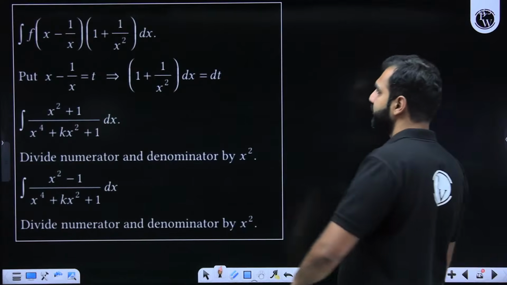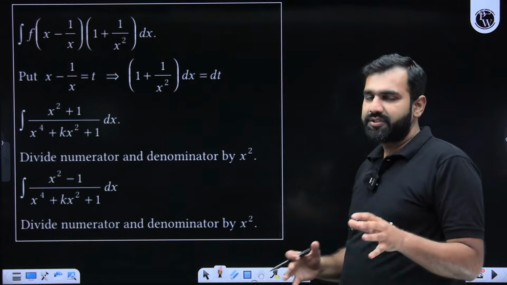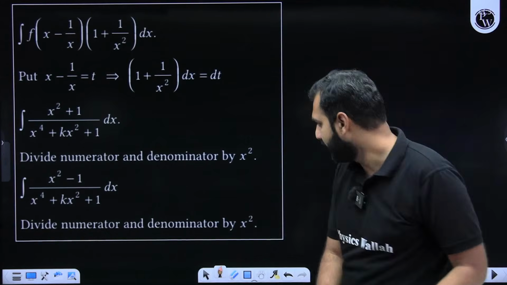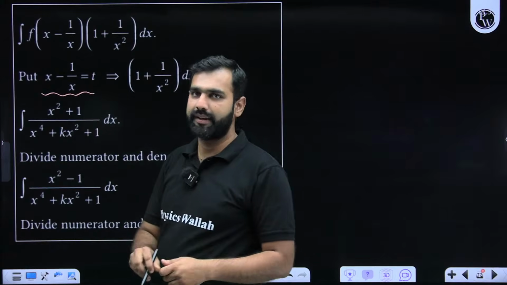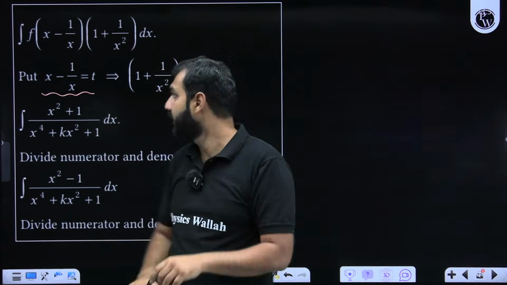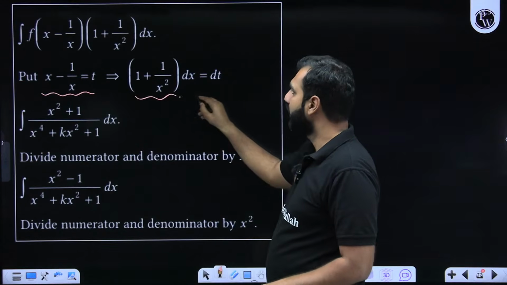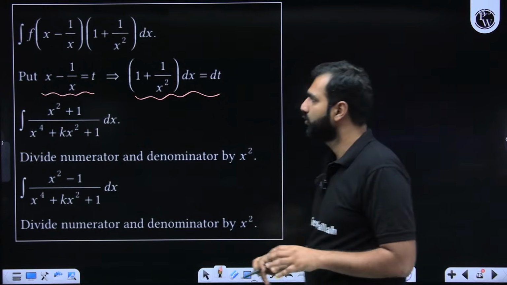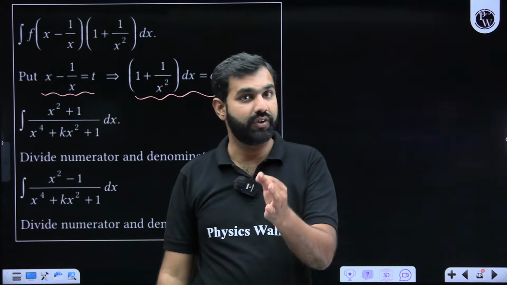f of (x minus 1 by x), (1 plus 1 by x square). These are some standard substitutions I'm suggesting right now. So when you see something like that, replace x minus 1 by x by t. So if you square both these sides, you will get this result as well getting replaced. And there you will get (1 plus 1 by x square) dx as dt. So it will basically become f(t) dt. A very simple, straightforward question.